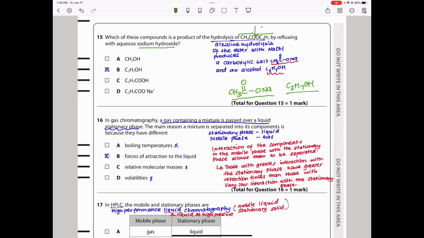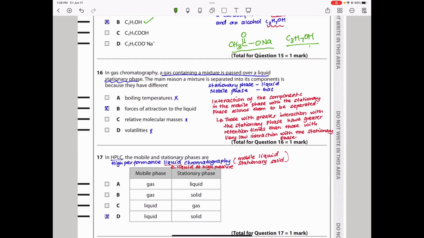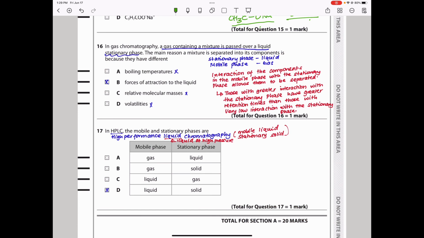Here they're asking which of the compounds is a product. Of course, it could be that or that, and the only answer available here is this alcohol, because the others are different, so the answer should be B. This is alkaline hydrolysis. Question 16 says, in gas chromatography, a gas containing a mixture is passed over a liquid stationary phase.